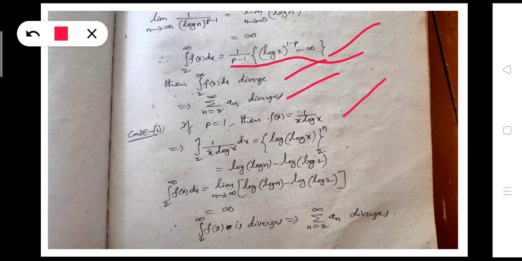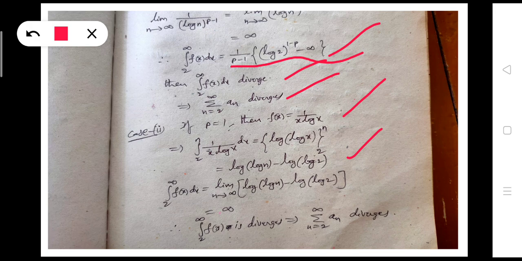This implies integral 2 to n 1 by x log x dx is equal to, so integration of 1 by x log x. This is f dash x by f of x form. So log of log x, that means here f of x is log x and derivative of f of x is 1 by x. So f dash x by f of x means here log of log x. Here what is upper and lower limits? 2 to n. So apply the limits. We got log of log n minus log of log 2.